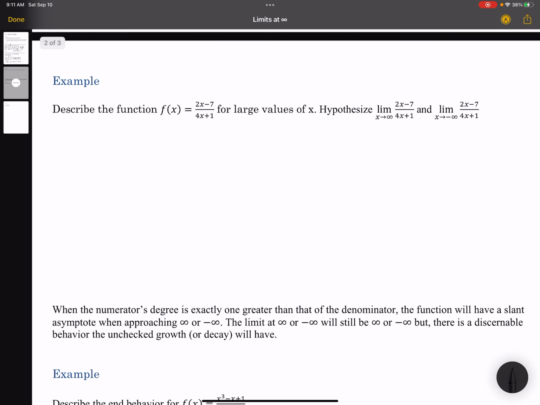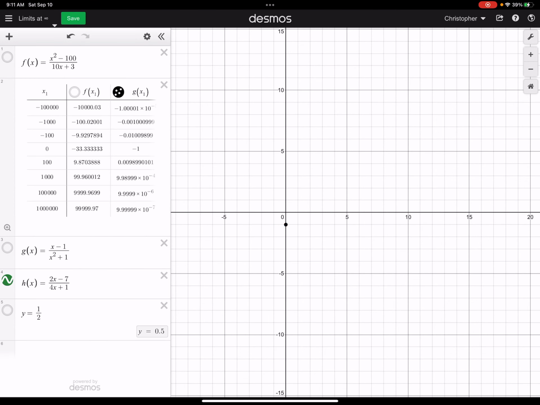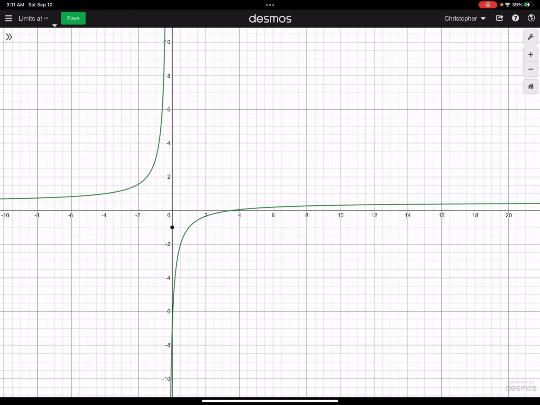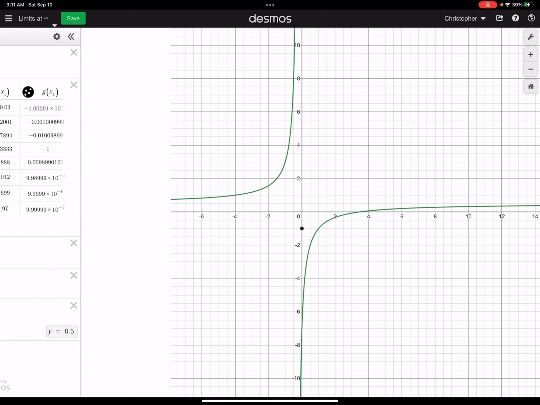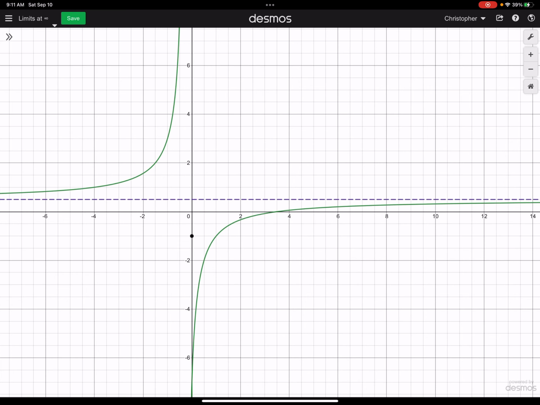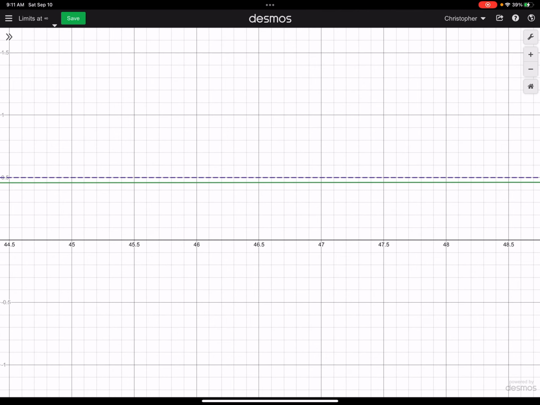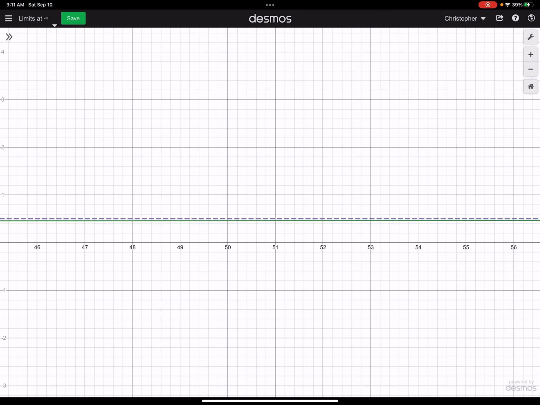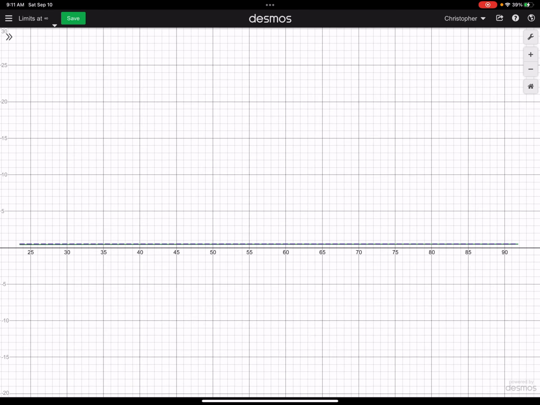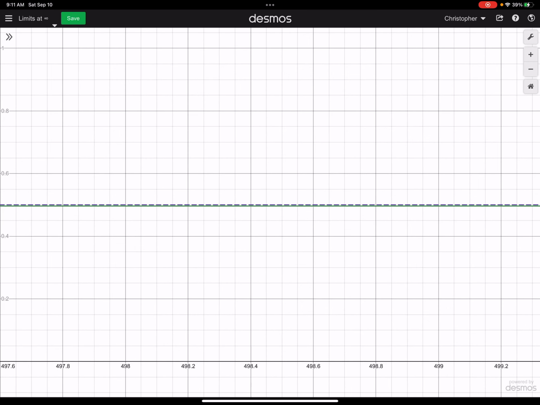And for this last one, we're going to describe the function 2x minus 7 divided by 4x plus 1 for large values of x. So if we hop back over to Desmos once more and turn on this function. Again, it initially kind of behaves like a hyperbola. Let me turn on one more thing, this asymptote y equals a half. So when x is very large, at some point our values kind of stabilize. They get really, really close to this horizontal asymptote of a half, but it never ever really gets there.